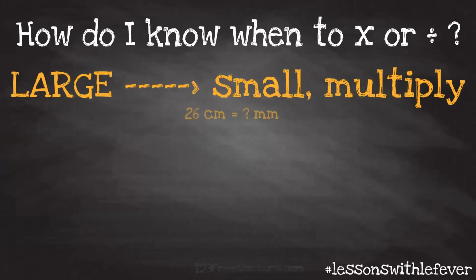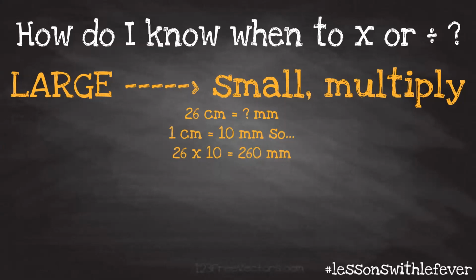For example, if I have 26 centimeters and I want to convert those centimeters into millimeters, I will need to perform multiplication. But first, I need to know that 1 centimeter is equivalent to 10 millimeters. So I would do 26 times 10, which would give me 260. So 26 centimeters is equivalent to 260 millimeters.